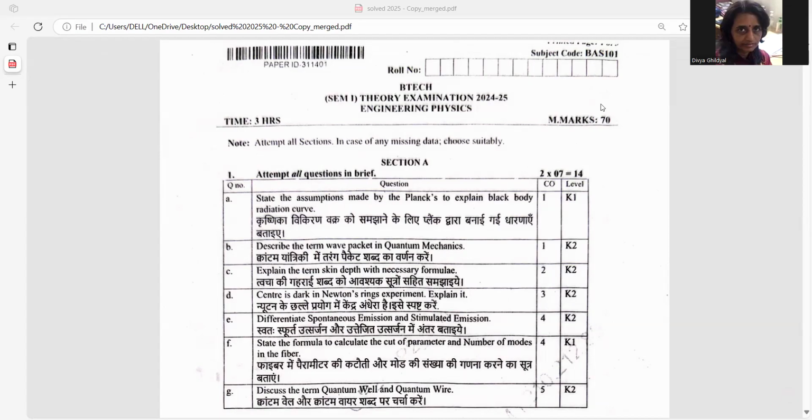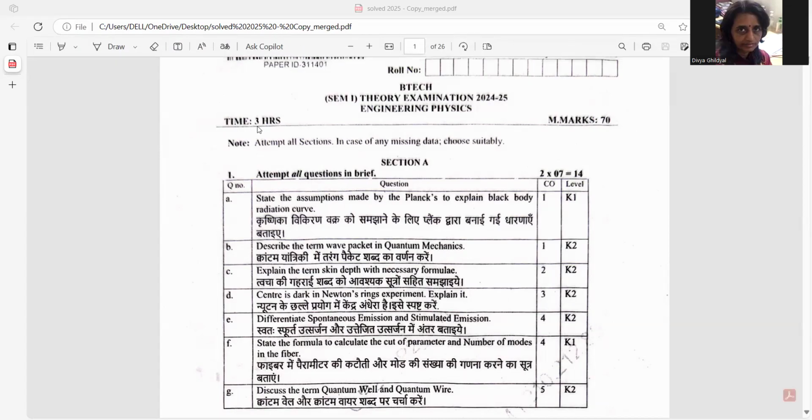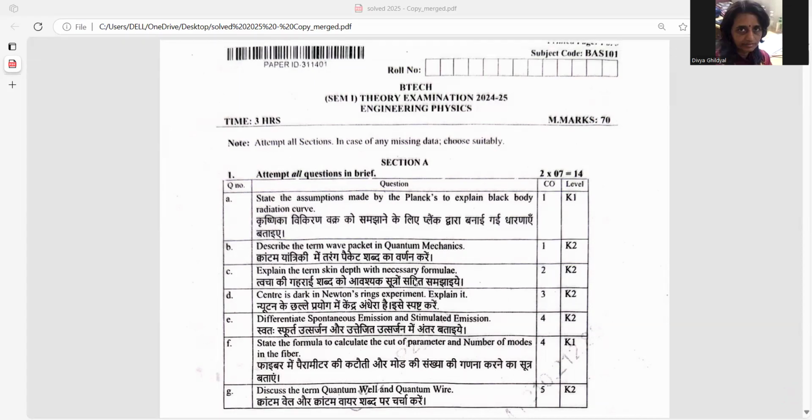So, as you can see, it is a 70-mark paper. You are getting 3 hours to solve it. Section A has 2-mark questions which are compulsory, and they are 7 questions. They have been picked up from your first unit, second, third, fourth, and fifth.